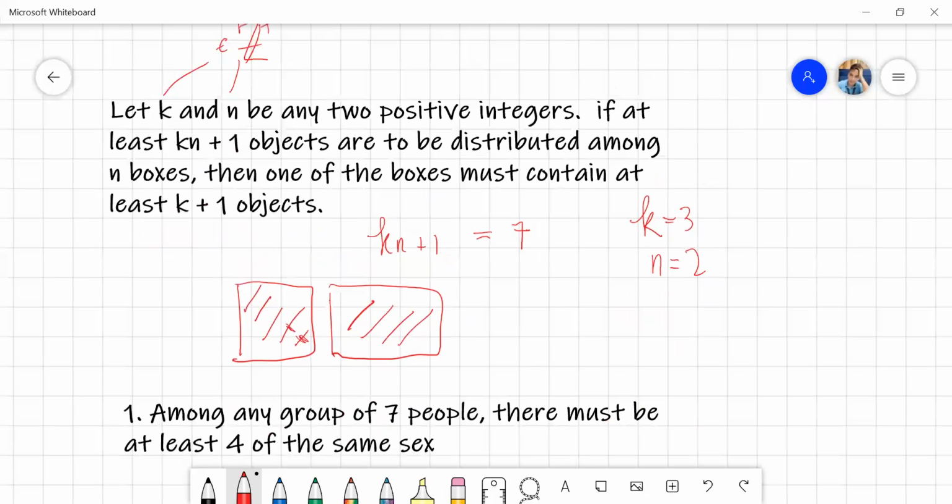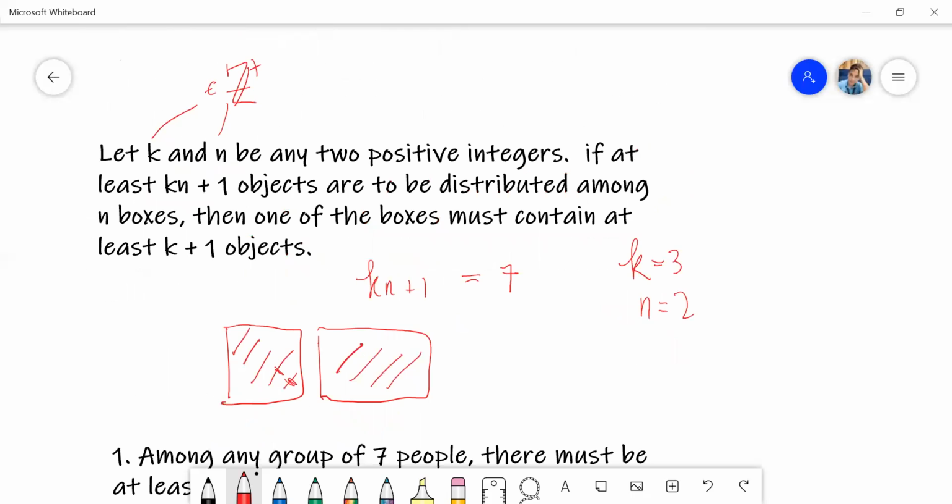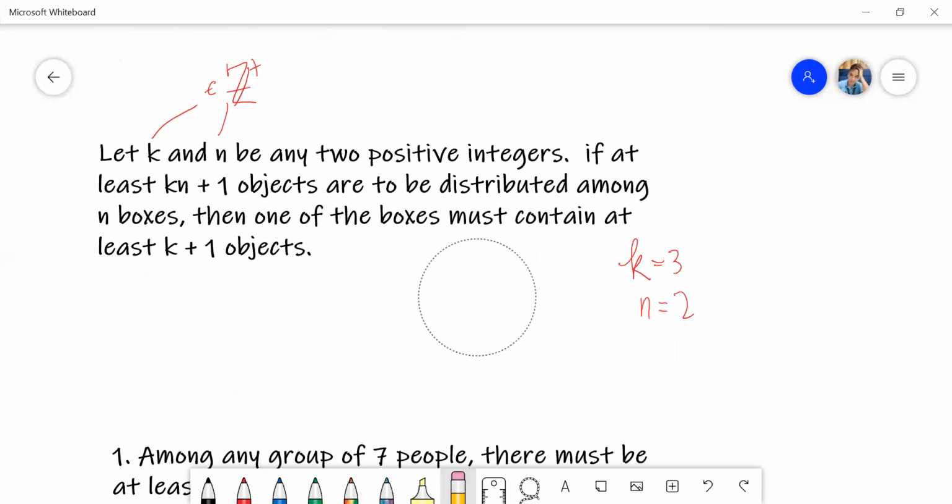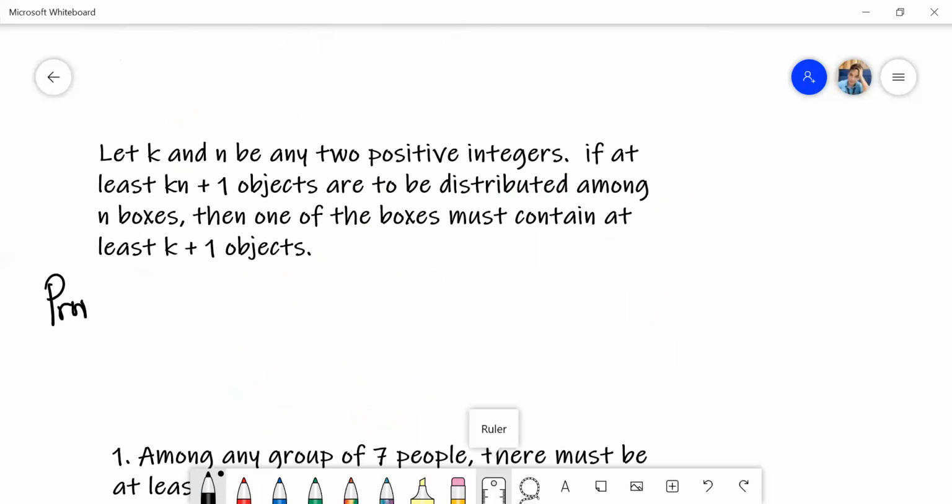So before we proceed with an application as an example, we will have to prove this claim first. Since this is actually a theorem, we'll have to prove it. Now, how do we prove that?